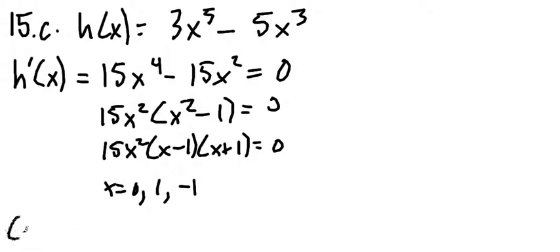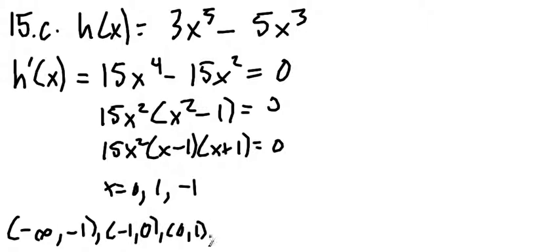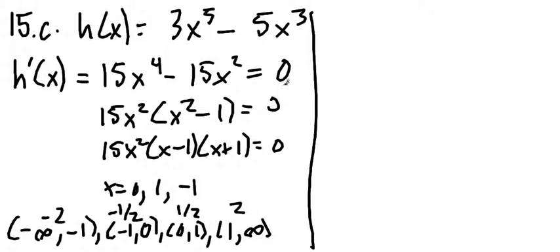So this breaks the real number line up into the intervals from negative infinity to negative 1, from negative 1 to 0, from 0 to 1, and from 1 to infinity. All right, so now I'm going to choose a test point from each of these, negative 2, let's say, negative 1/2, 1/2, and 2. And I'll do a table this time because I do have a lot of factors flying around.